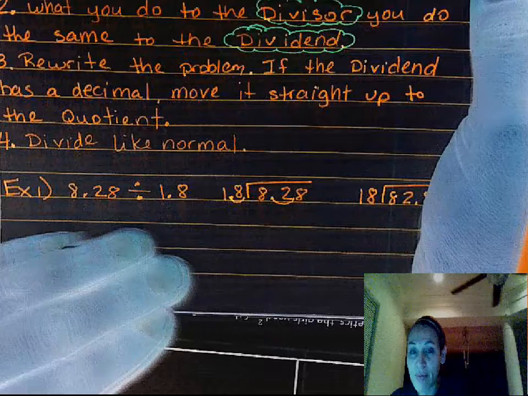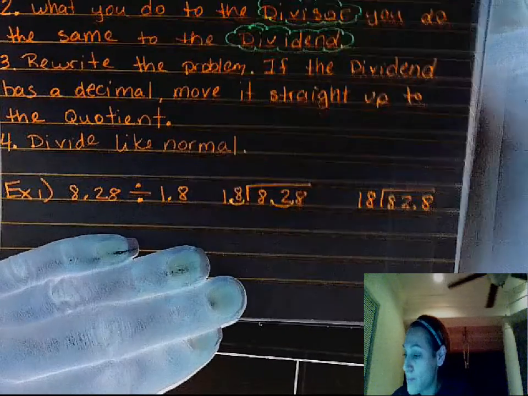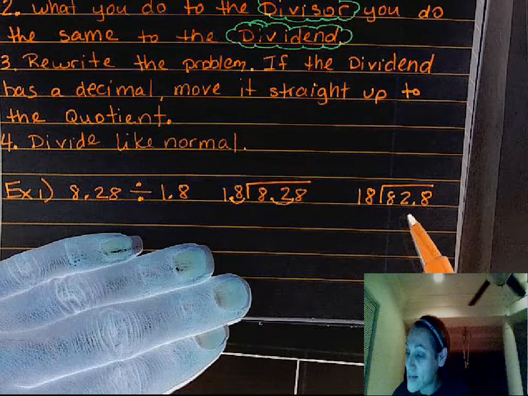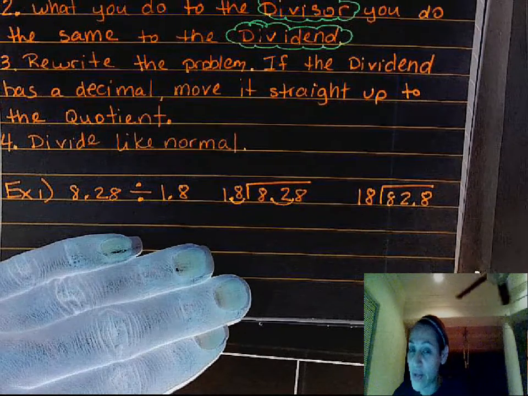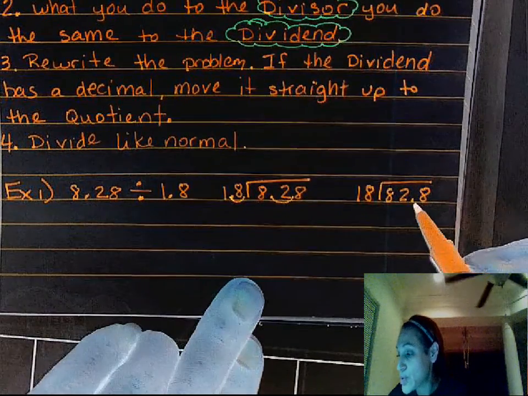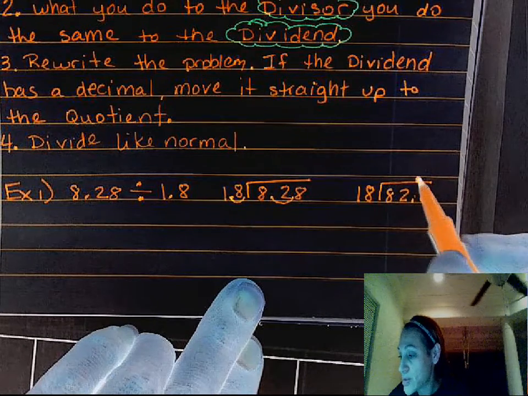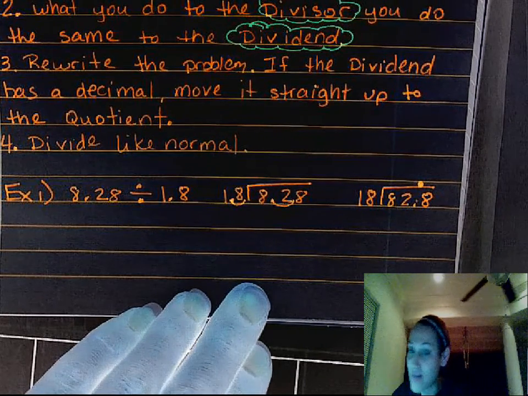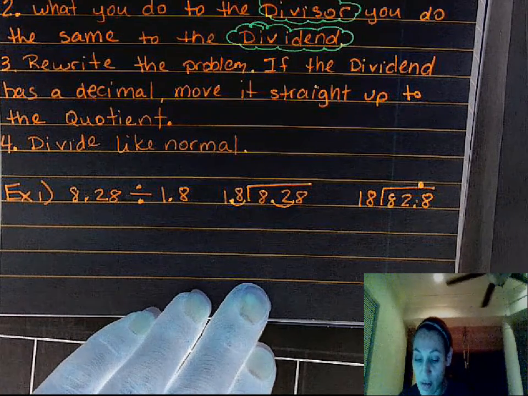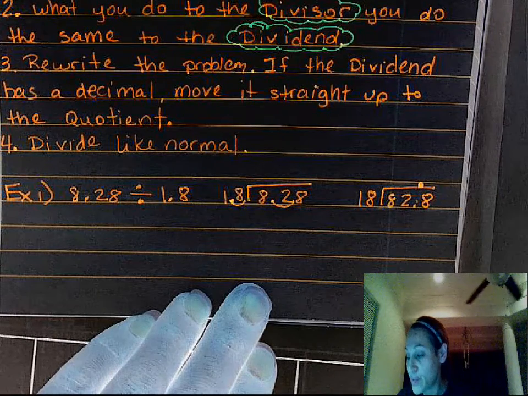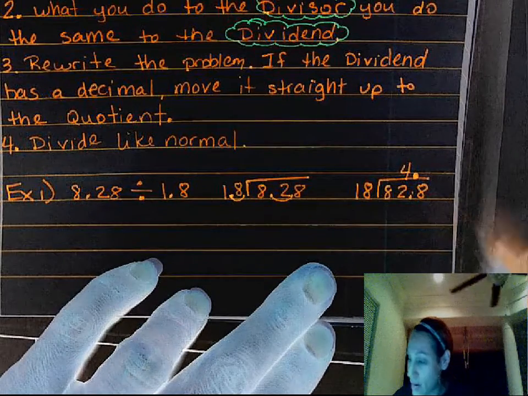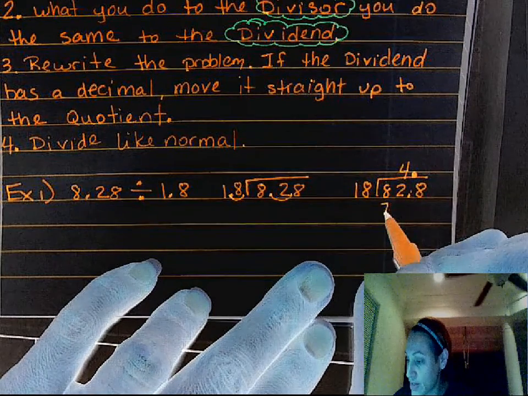There's your new problem. And then we rewrote it, and if your dividend has a decimal in it, you're going to move it straight up into the quotient. Well, my dividend does happen to have a decimal, so I'm just going to move it straight up. So it goes up there. And then you just divide like normal. So take a look here. How many times can 18 go into 82? Well, 18 happens to go into 82 4 times, and 18 times 4 is 72.